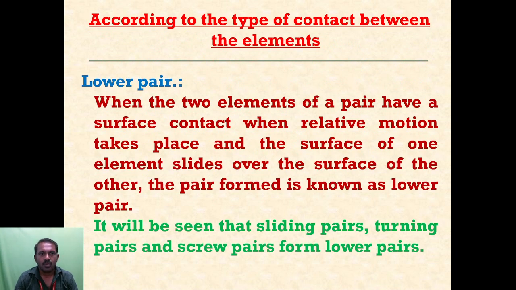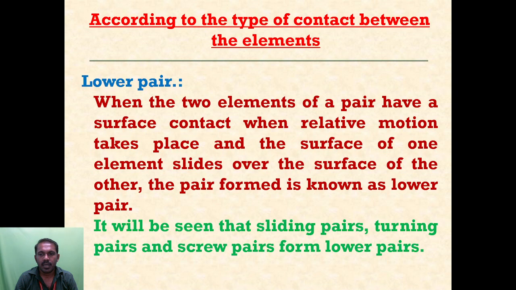Next, there are two pairs of contact: one is a lower pair, one is a higher pair. First, according to the contact between the elements, lower pair and higher pair. First, we discuss lower pair.